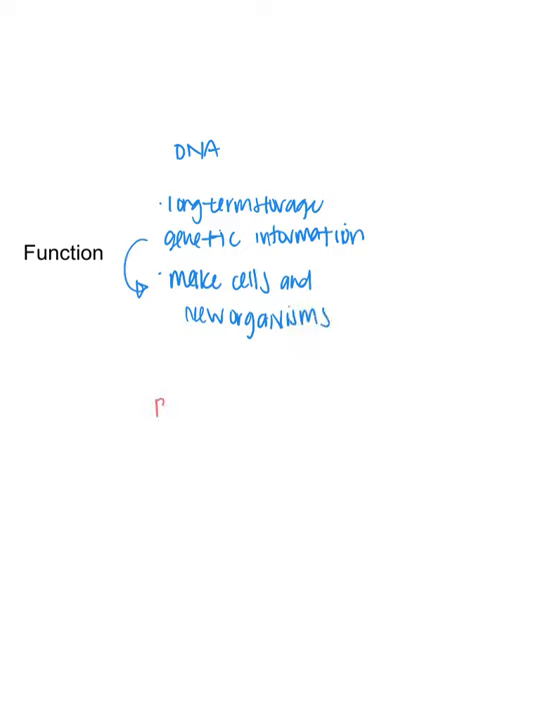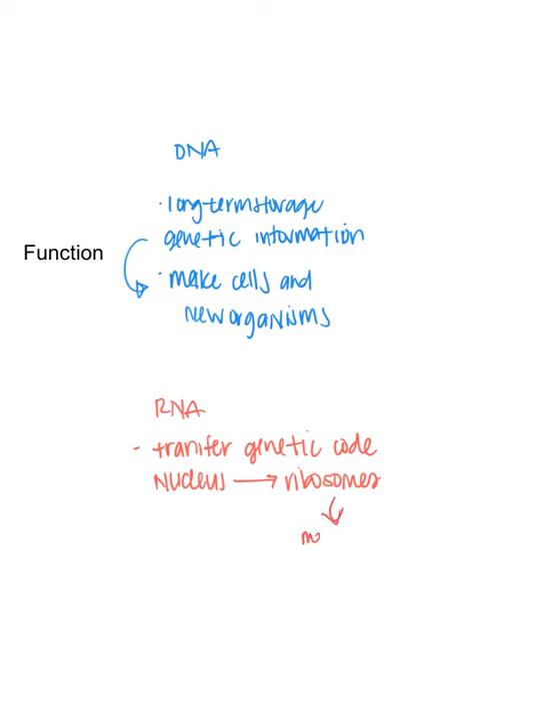All right, then looking at RNA, different structure, so different function. It's used to transfer the genetic code from the nucleus to ribosomes. Now I know we have not covered structure of cells yet, but you will figure this out next unit, all right? RNA, and then ribosomes to make proteins. So it transfers this genetic code provided by DNA.